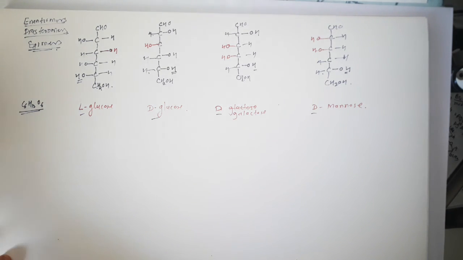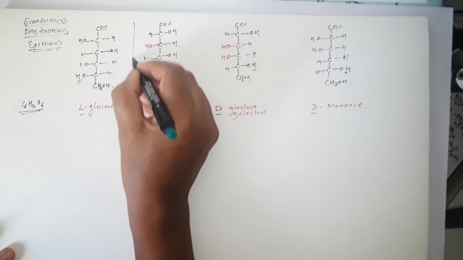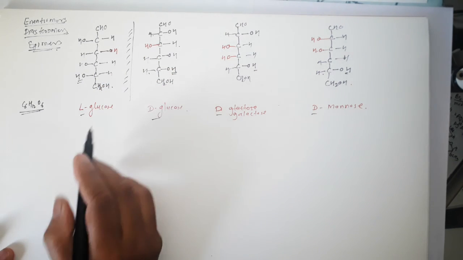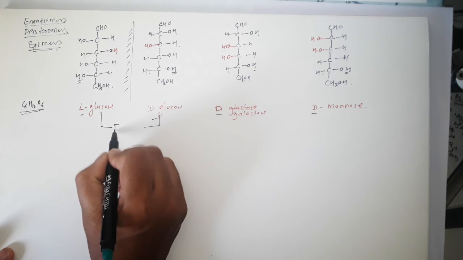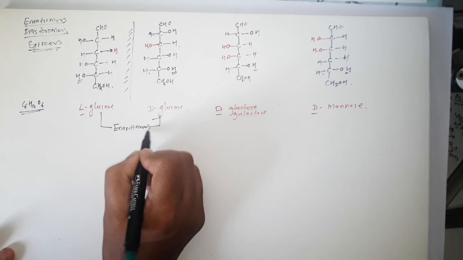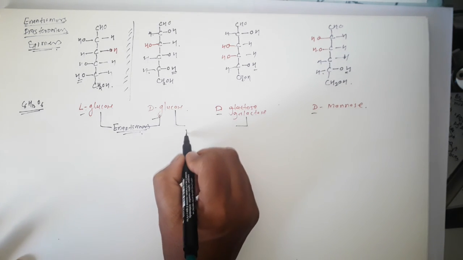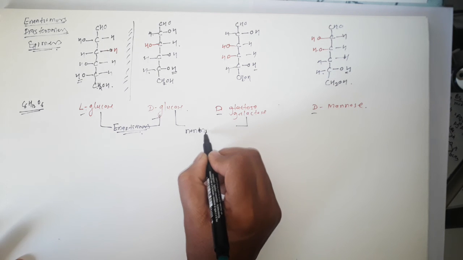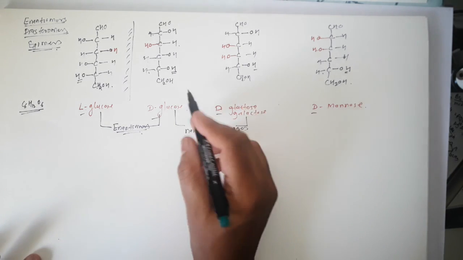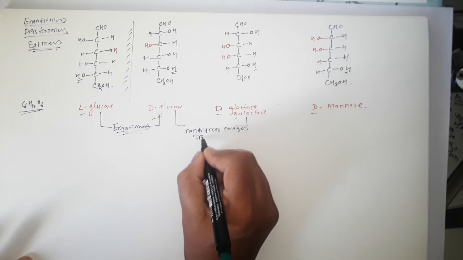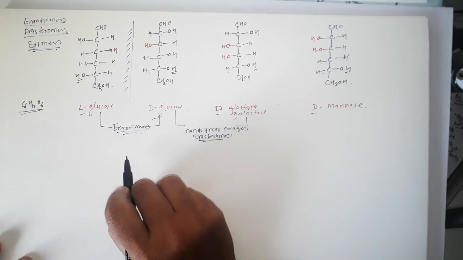Now what is an enantiomer? The non-superimposable mirror images are called enantiomers. So here if you observe, this L-glucose is exactly the mirror image of D-glucose. Therefore, these two are enantiomers. What is a diastereomer? Diastereomers, if you can see, are not mirror images. So the stereoisomers which are not mirror images of each other are called diastereomers. So glucose and galactose are diastereomers of each other.